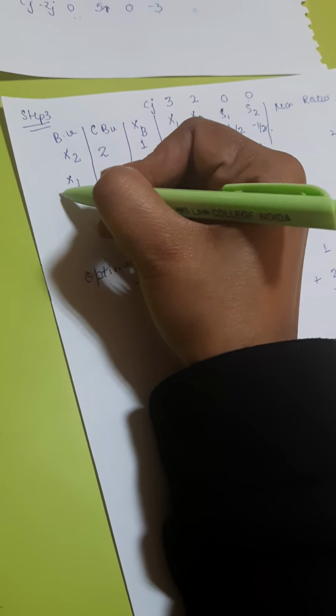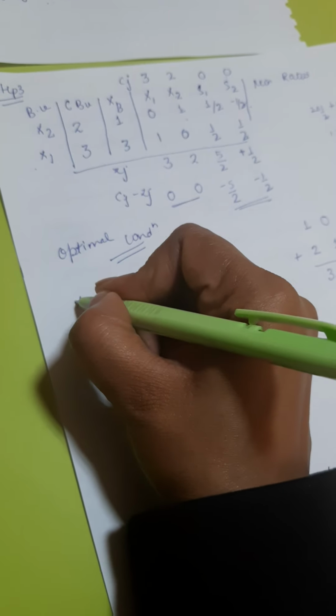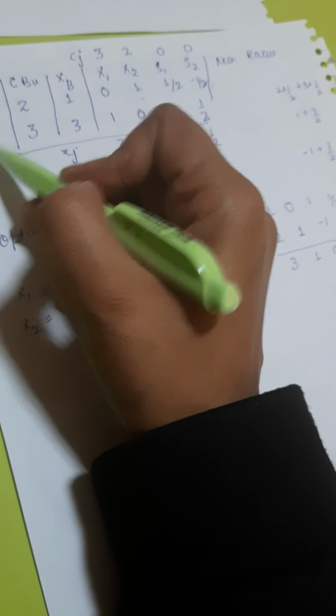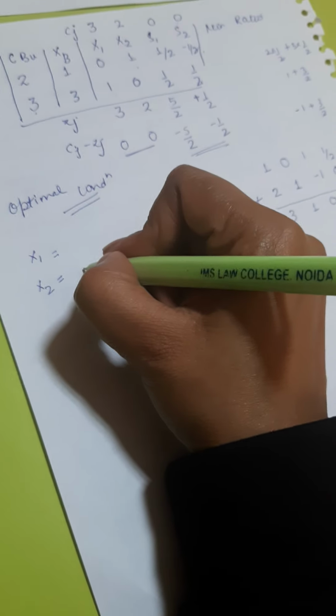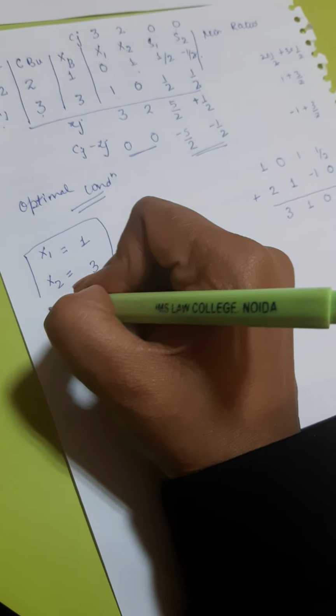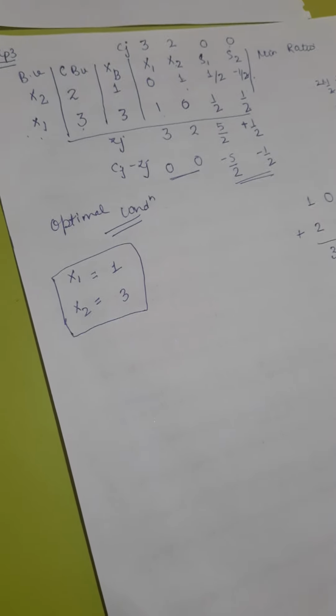Since all the variables which we have to find have come into the basis, and all the slack variables which we added have left the basic variables, the final values of x1 and x2 are: x1 is 3 and x2 is 1. So these are the values of x1 and x2.